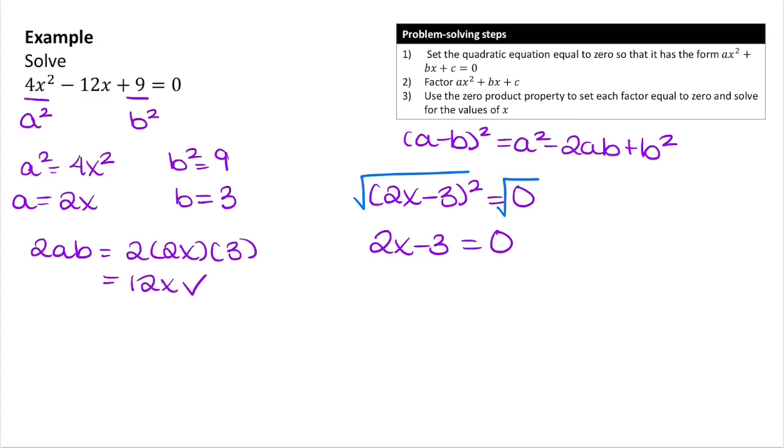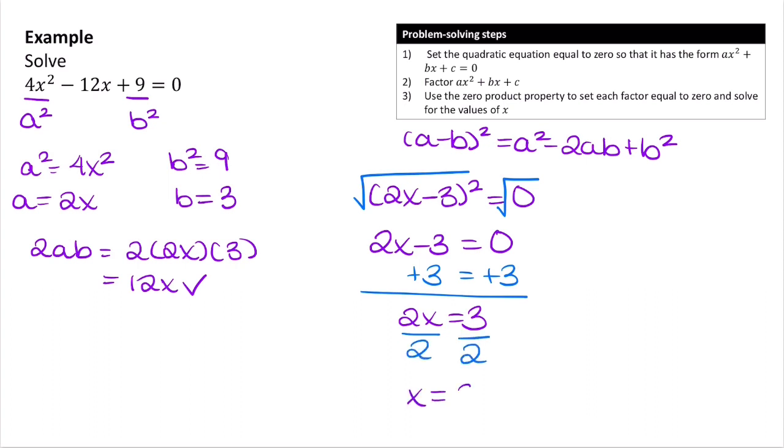I can solve this equation now by adding 3 to both sides. And when I add 3 to both sides, I get 2x equals 3. I can now solve this equation by dividing both sides by 2. And when I do that, I get x equals 3 over 2. And remember, if you want to write that as a decimal, you can write x equals 1.5. So this is going to be a quadratic equation where I have one solution because remember that 2x minus 3 squared tells me that this is a repeated root.